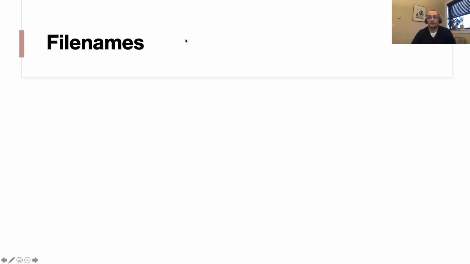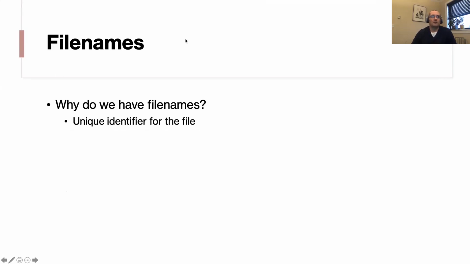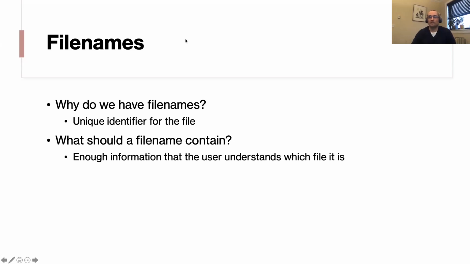And so now I want to talk about file names. And this is something I don't think is taught to us, but why do we have a file name? So obviously we want a unique identifier for the file. But we need to go beyond that because you could just call them file 1, file 2, file 3. But that's not really descriptive enough. So what should a file name contain? Really, we want enough information that whoever's looking at the file will understand which file it is.